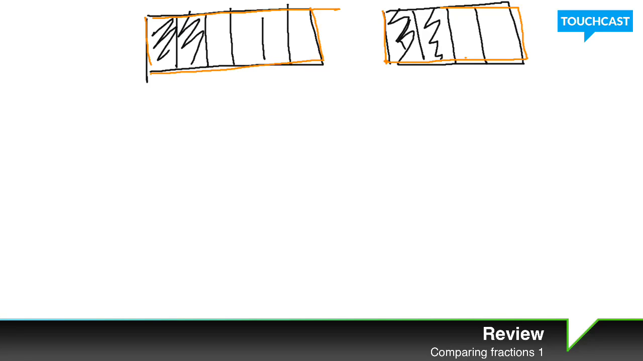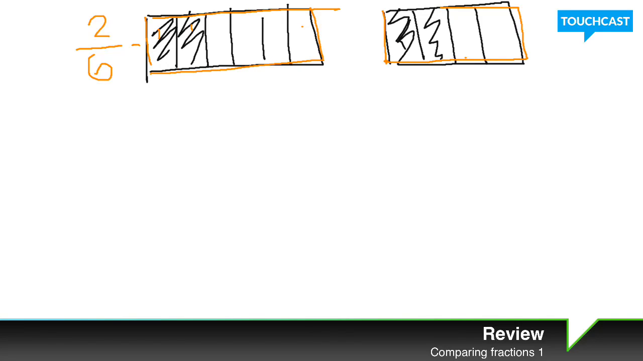So let's take a look at this fraction bar right here. What fraction is represented here? Let's count. 1, 2, 3, 4, 5, 6. So that's our denominator, 6. And our numerator is 2 because there's 2 pieces shaded. So this fraction is 2 over 6.